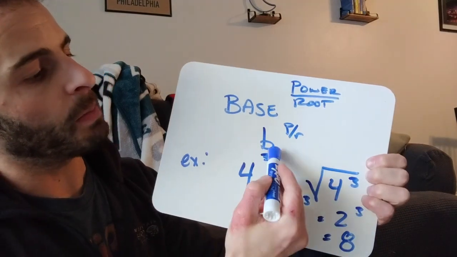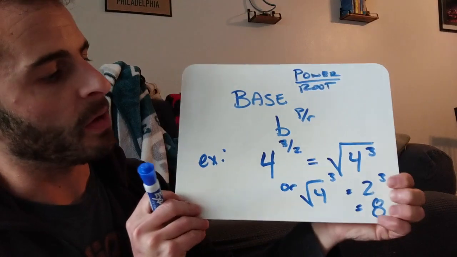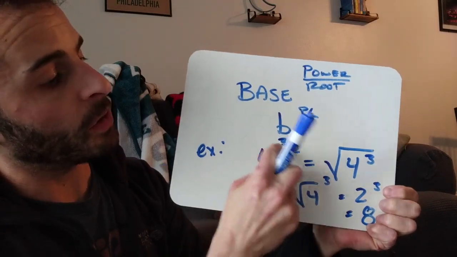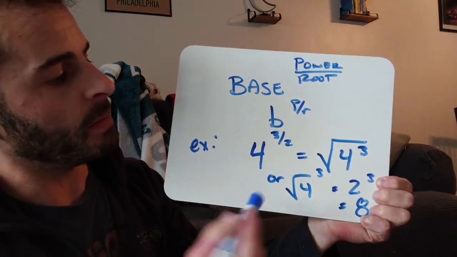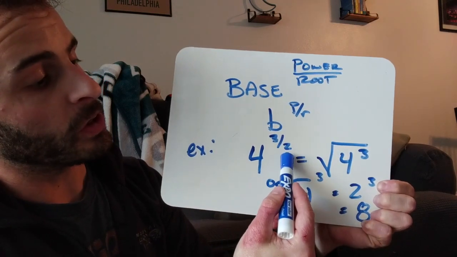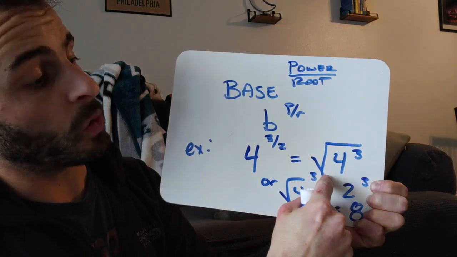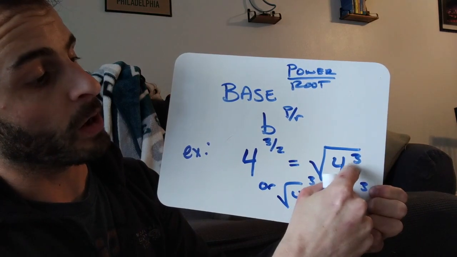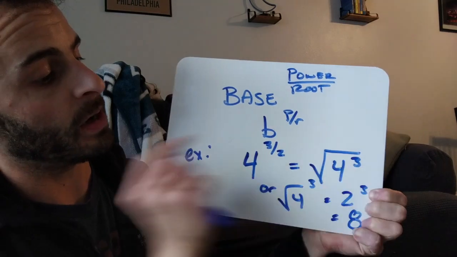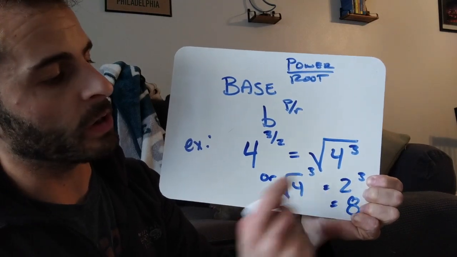So it'll look something like b to the p over r, but I'd rather have a better example. It's going to look something like 4 to the 3 over 2. So what does that mean? Well, the 3 means we're cubing it. The over 2 means we're square rooting it. So you have two options. You could take the square root of 4 cubed. See that 3 from there? Goes there. It's the exponent. Or you can take the square root of 4, and then you can cube it.